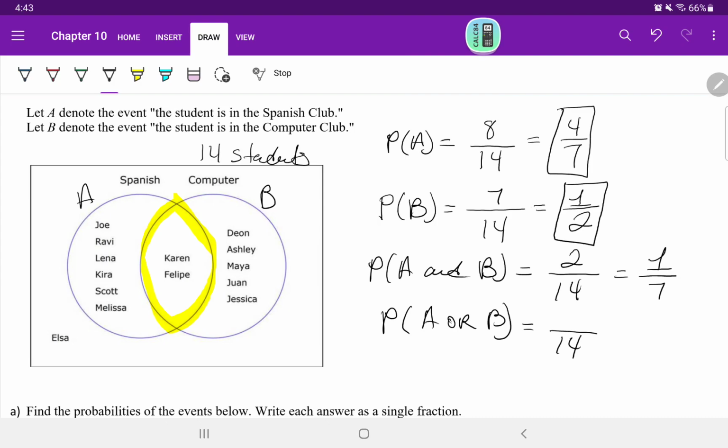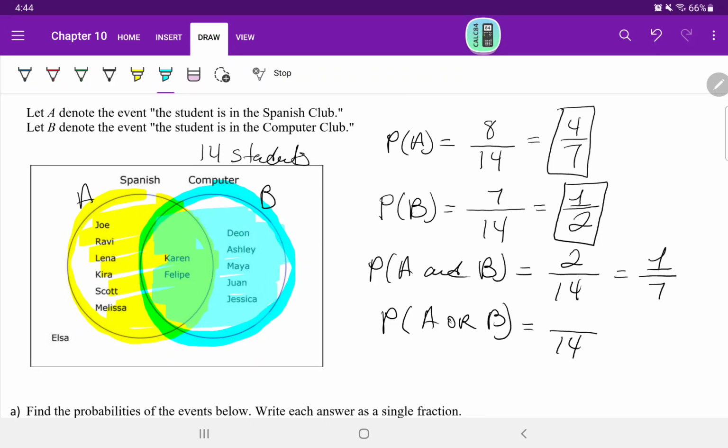The probability of A or B. The probability the student is in the Spanish club, or the student is a part of the computer club. So it can be the Spanish club, which is here, or it can be the computer club, which is right here.